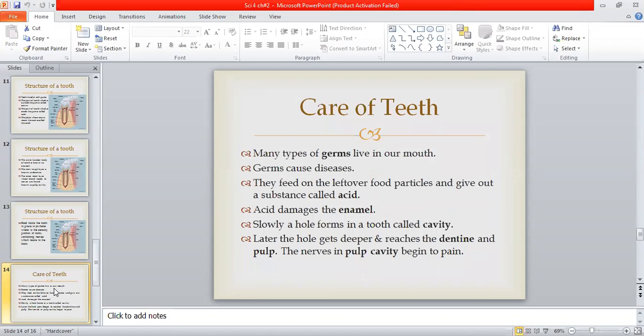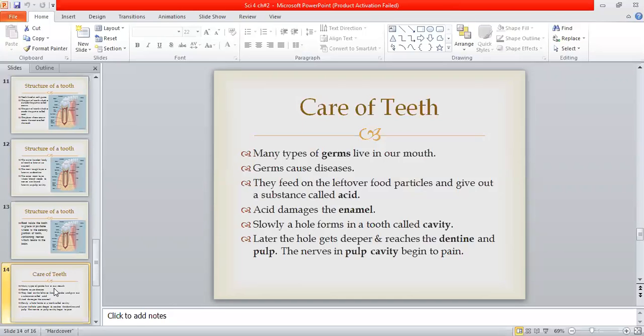If they attack it, they can damage your enamel. Enamel is the outermost hardest covering of your teeth. If they damage the enamel, definitely you will get holes on your teeth, blackish areas. These holes are known as cavities. So you should take care of your teeth whenever you eat any sweet or any kind of food. You must wash your mouth again and again, rinse your mouth properly with water, so that the leftover food particles get washed away.